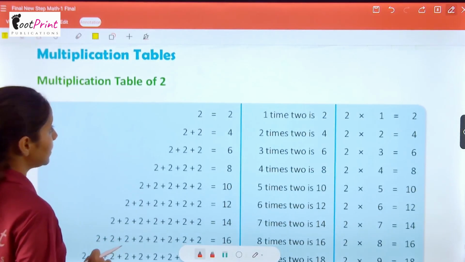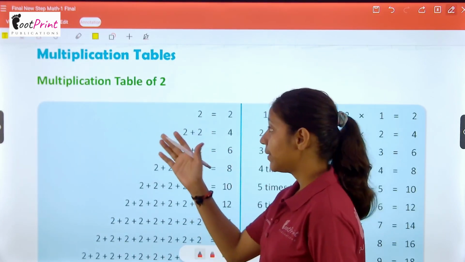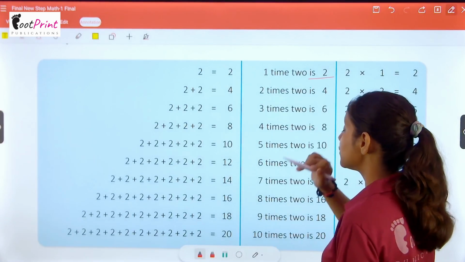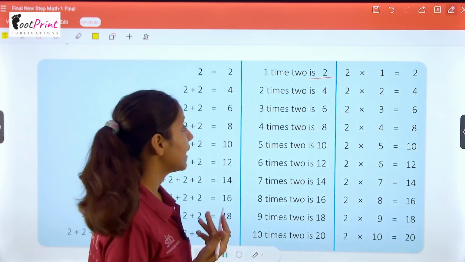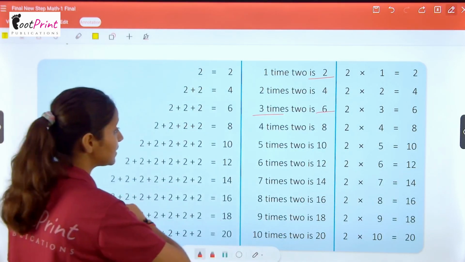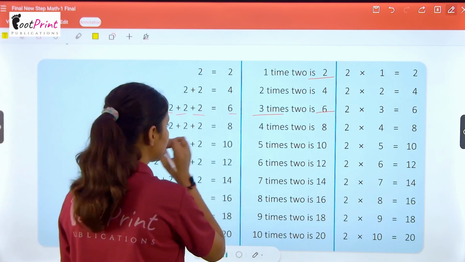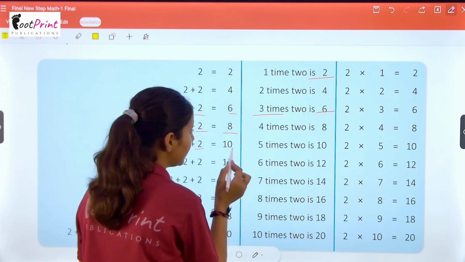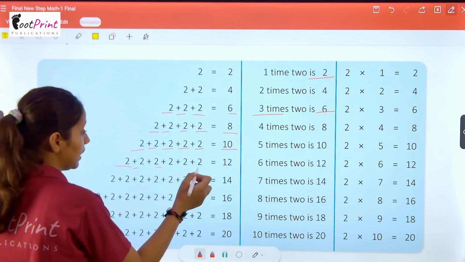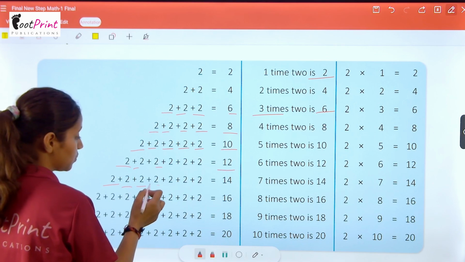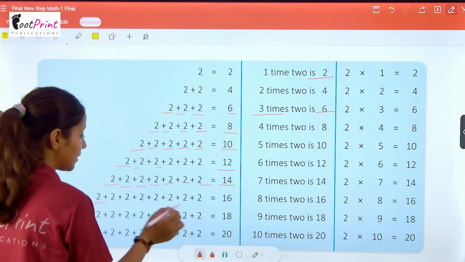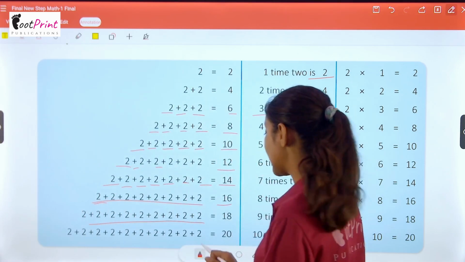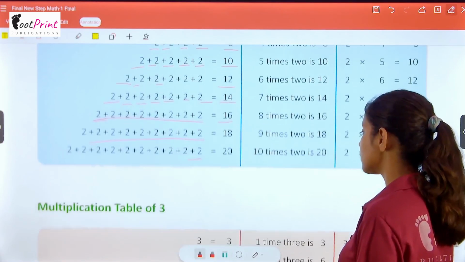Now we have multiplication tables. Multiplication table of 2. 1 times 2 is 2. 2 times 2 is 4. 3 times 2 is 6. 4 times 2 are 8. 5 times 2 are 10. 6 times 2 is 12. 7 times 2 are 14. 8 times 2 are 16. 9 times 2 is 18 and 10 times 2 is 20.